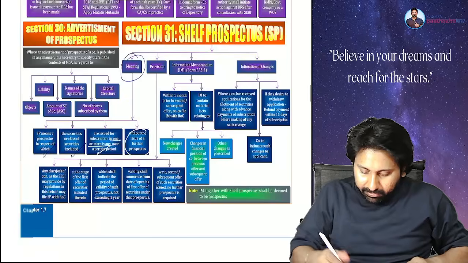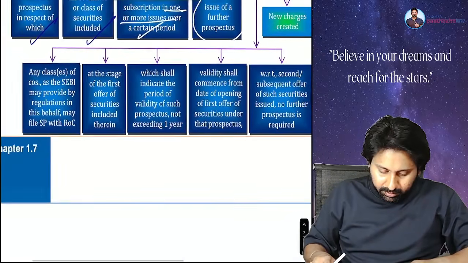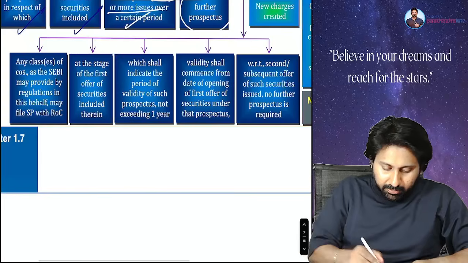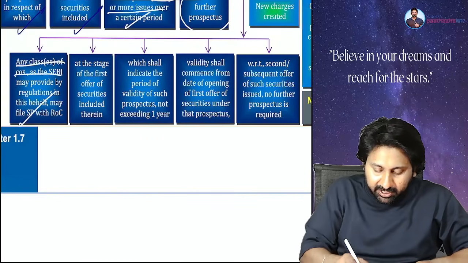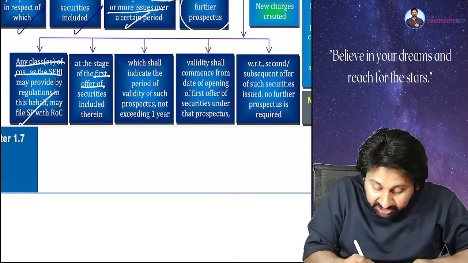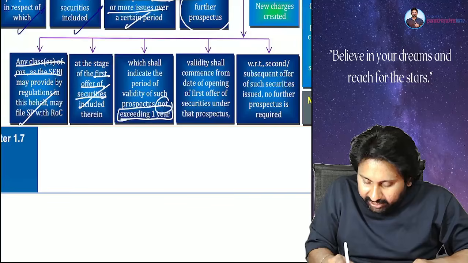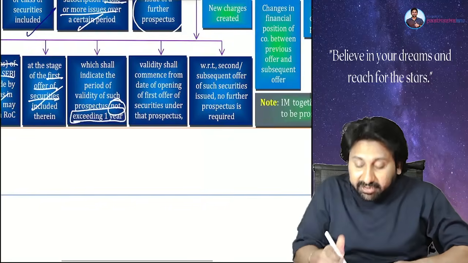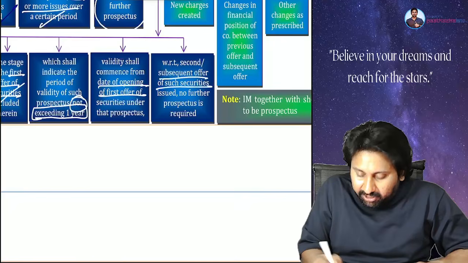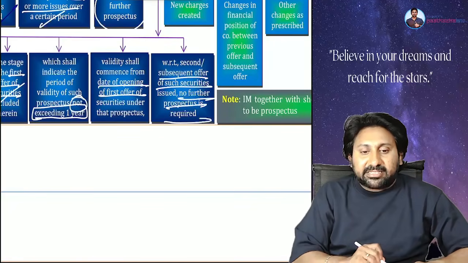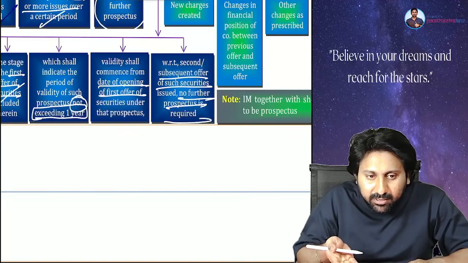Next, provision. Any class of companies can issue a shelf prospectus with ROC at the time of first offer of securities. Validity period not exceeding 1 year. From when will it start? Date of opening of first offer. For subsequent offers of securities, no further prospectus is required. You find all the points I said in the notes or not? Next.